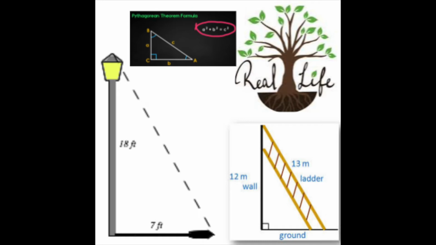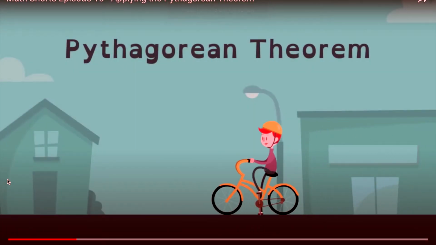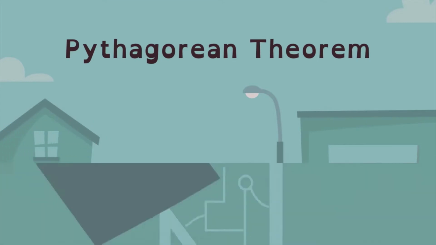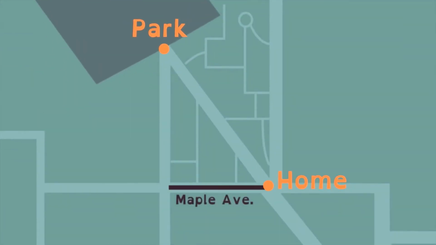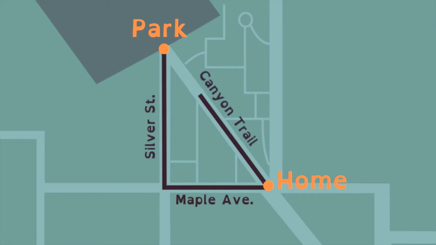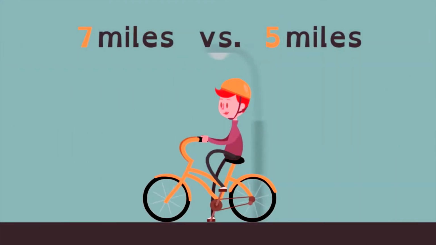I also will show you a video. It's called Applying the Pythagorean Theorem, made by Planet Nutshell. The Pythagorean theorem helps people solve real-world problems. Lucy usually bikes to the park along Maple Avenue, then up Silver Street. Is Canyon Trail shorter? She knows the two legs, Maple Avenue and Silver Street, are 3 and 4 miles long. Applying the Pythagorean theorem, 3 squared plus 4 squared equals 25. She knows that 5 squared is 25, so the hypotenuse, the length of Canyon Trail, is 5 miles. 2 miles less of biking for Lucy.